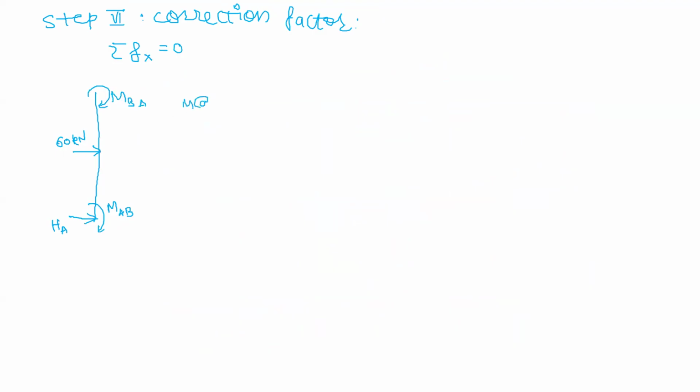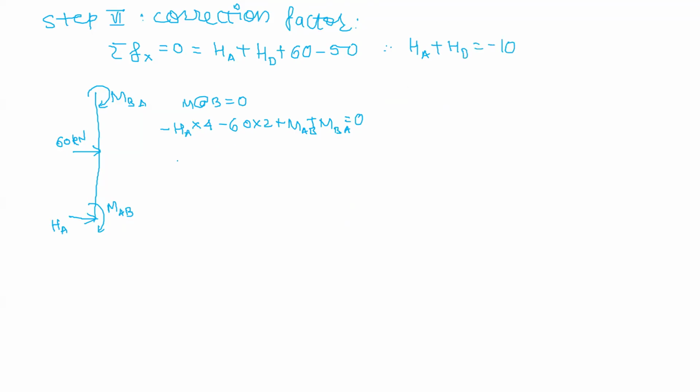So we have moment about B equal to 0. So we will get minus HA into 4 minus 60 into 2 plus MAB plus MBA equal to 0. Summation Fx equal to 0, we will have horizontal forces HA at support A, HD at support D, plus 60 because on AB we have towards right, minus 50 on CD towards left, and therefore we will get HA plus HD equal to minus 10. And then from this we will get the value of HA equal to MAB plus MBA minus 120 upon 4.